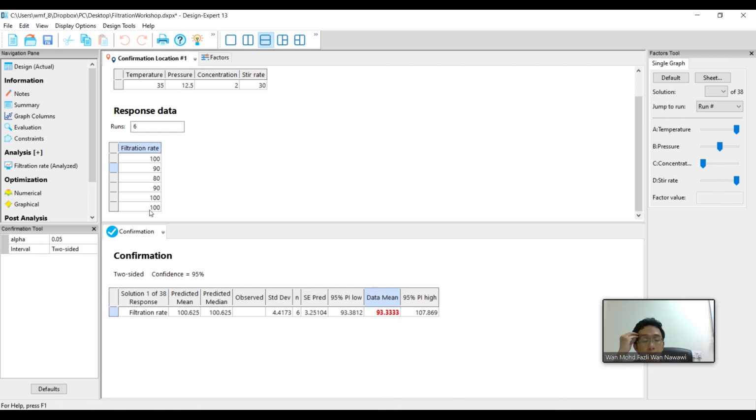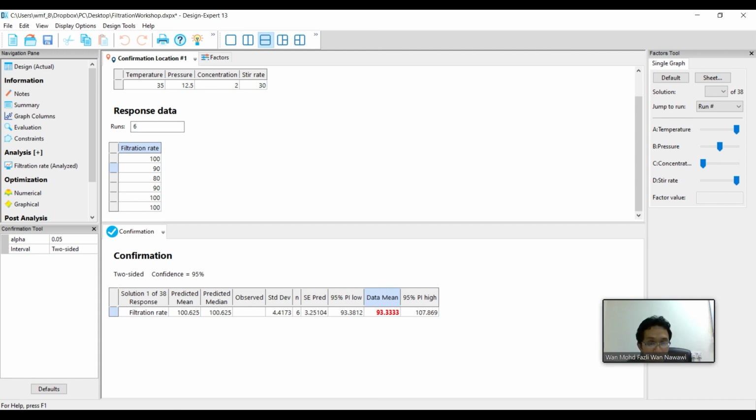So you can run probably around 6 runs like that to validate your model. The idea of doing confirmation is to confirm your model. If your model is sound, then you will get what the model predicted for you. So once you get whatever the model tells you, then you get what you want.